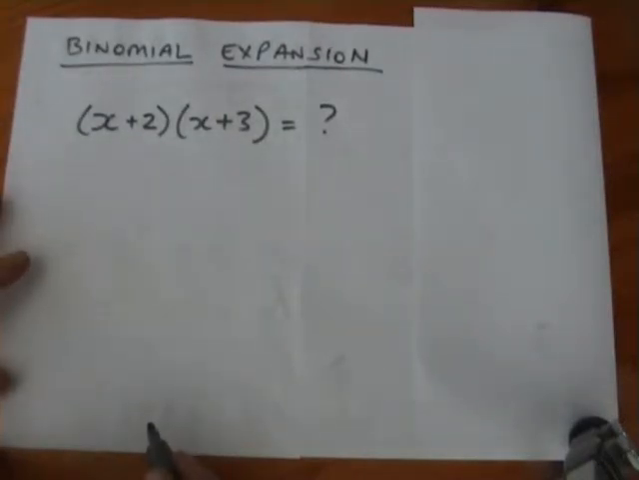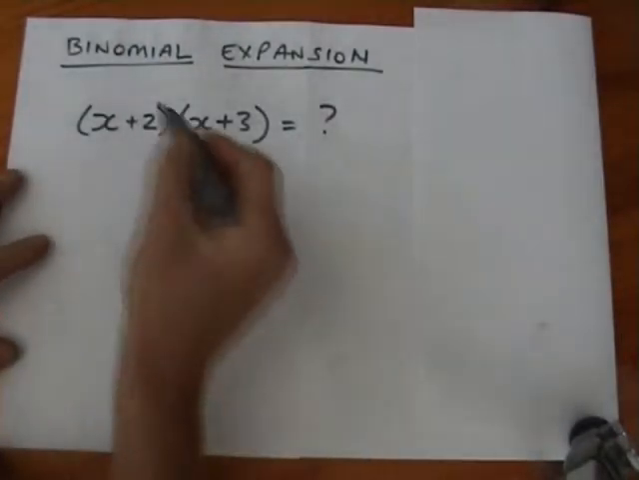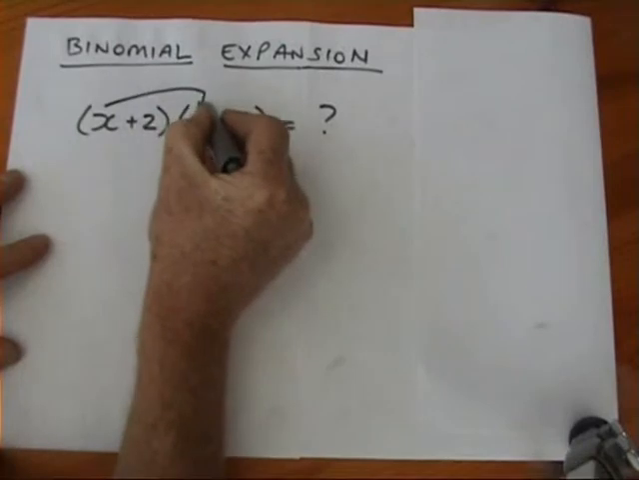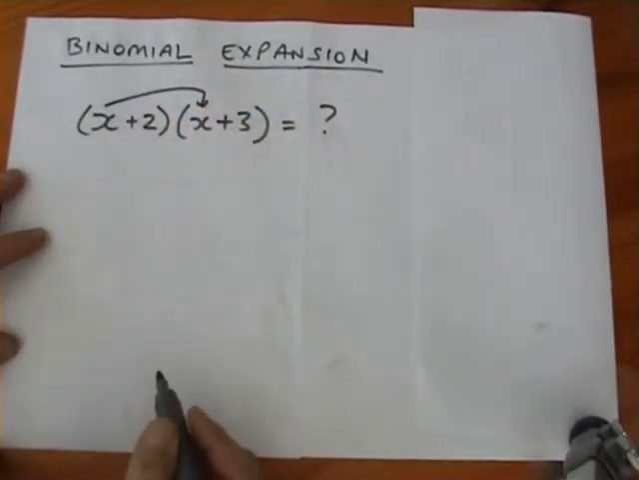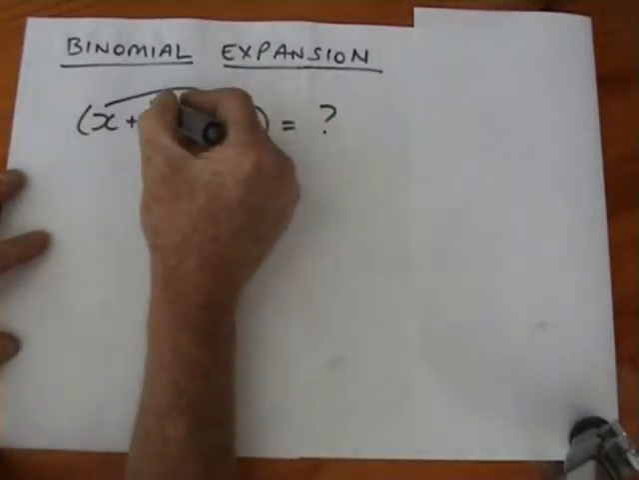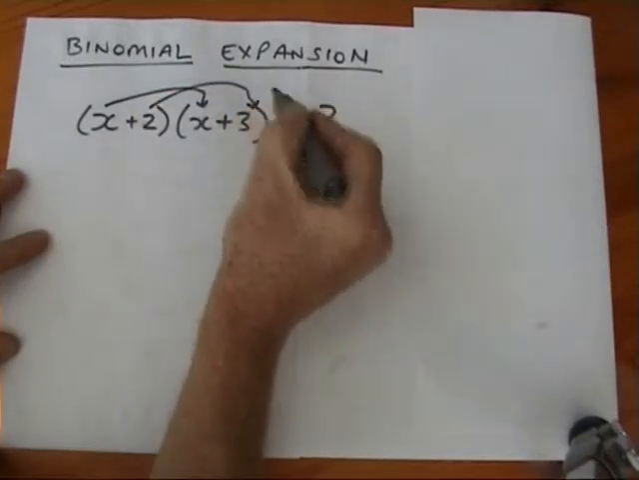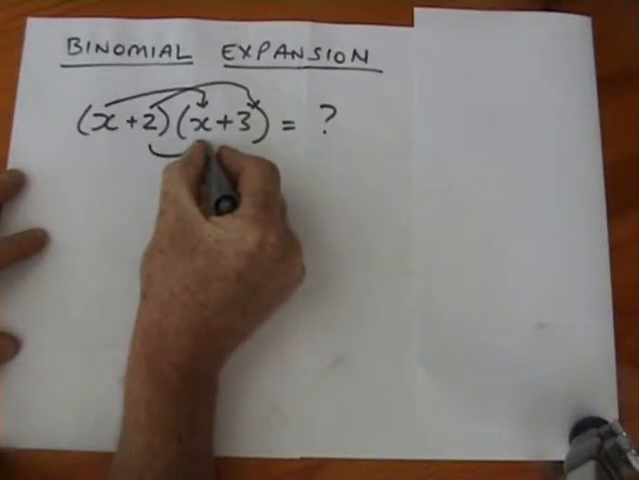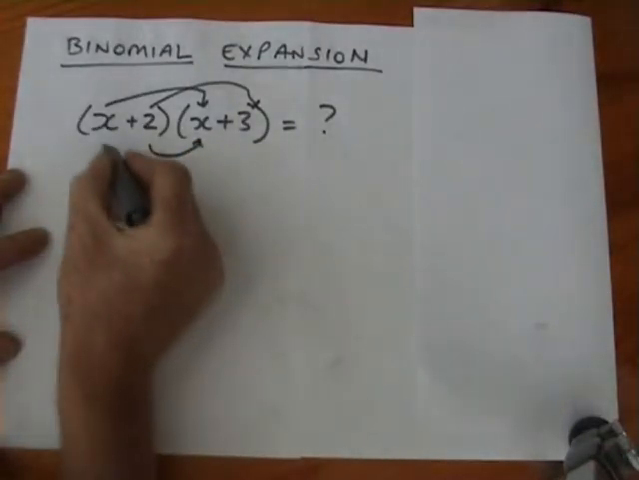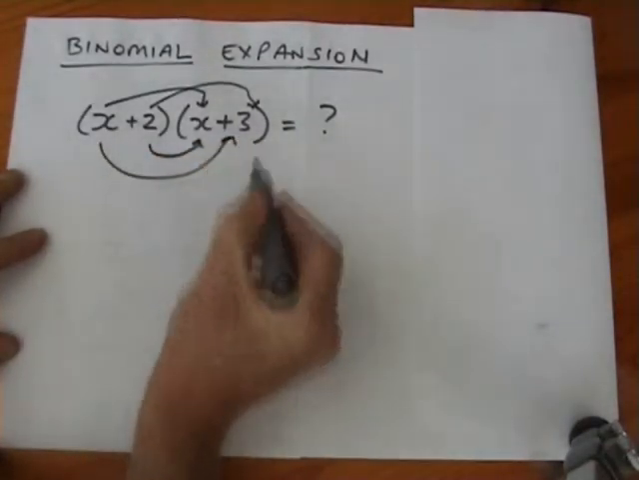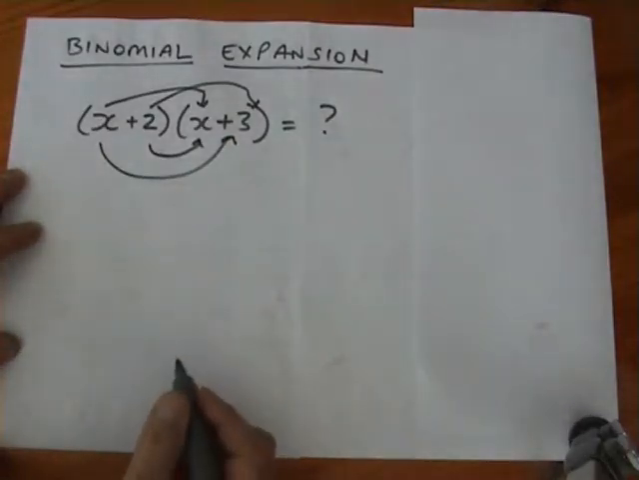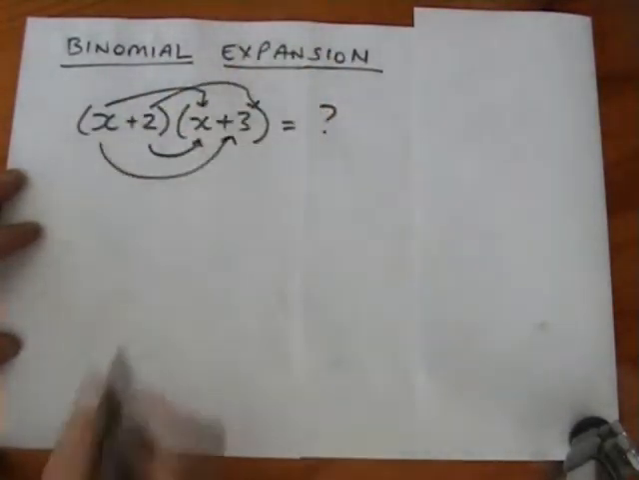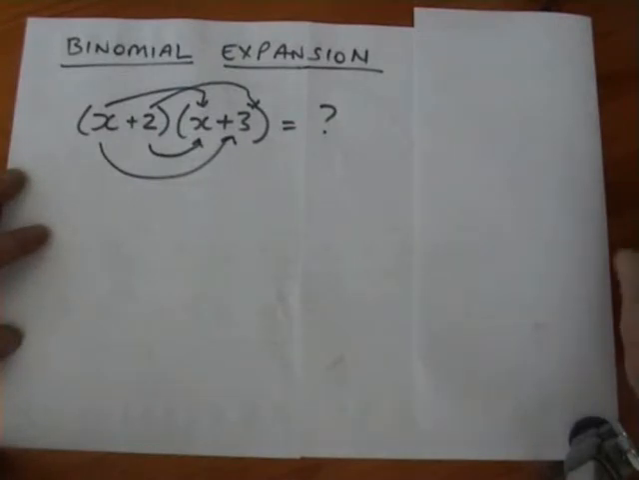So a little diagrammatic explanation can sometimes help, and what I'm going to end up doing is the first term times the first term. I'm going to do the last term times the last term. I'm going to do two inside terms, and I'm going to do the two outside terms. Now some people think this arrangement looks a little bit like a cat's face, and sometimes I call it cat's eyes.